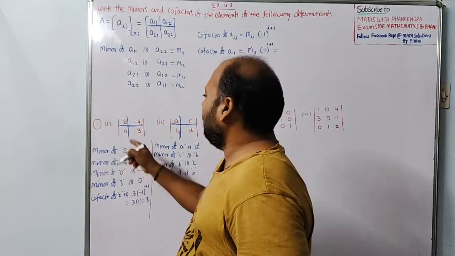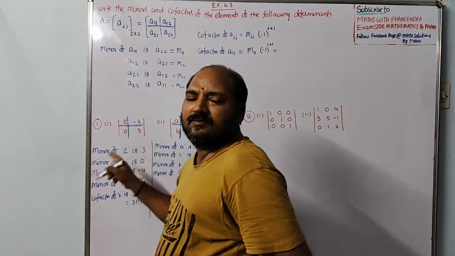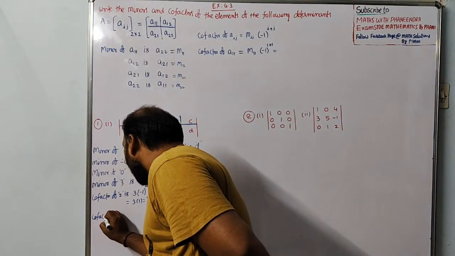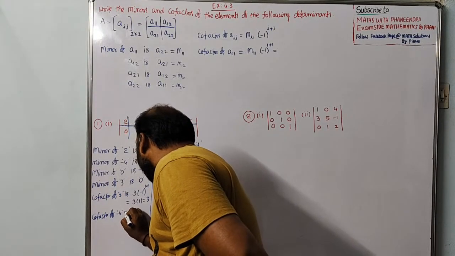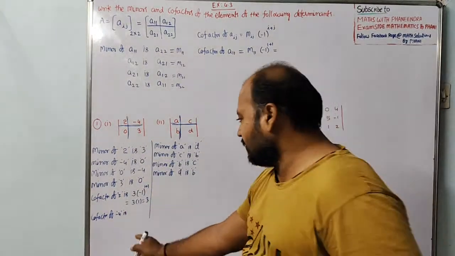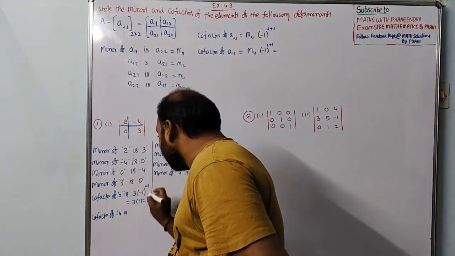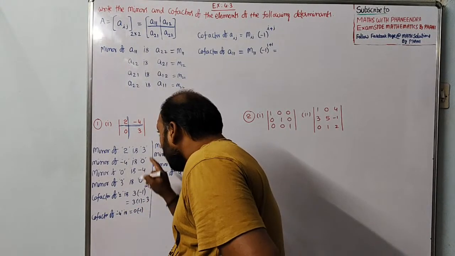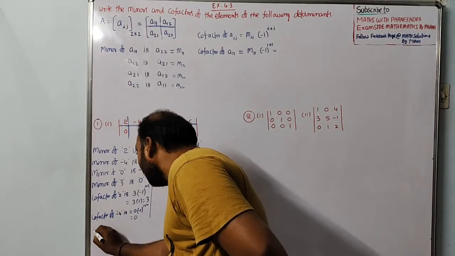Okay, students, better to write here plus, minus, minus, plus. Cofactor of an element minus 4 is. Cofactor of minus 4 is. So for minus 4, 0 is the 0 into minus 1 whole power 1, 2. So 1 plus 2. 0 into anything is 0, no need of worrying.